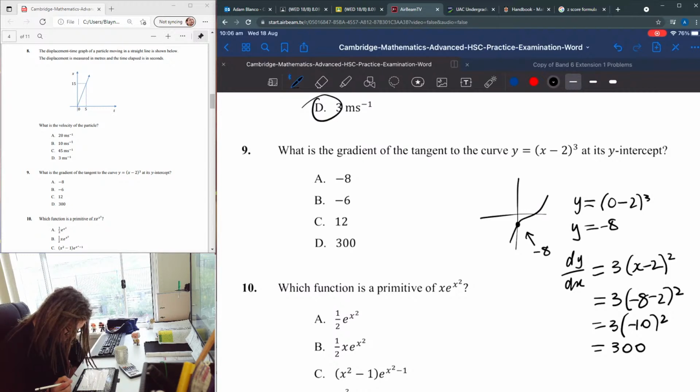What have I done wrong? Times it by the derivative. Substituted minus 8. Did move to the right, didn't I? Put a 0 in there, that's minus 2 cubed, minus 8. Put minus 8 into there. Oh, I don't know why that's not 300. I'm pretty convinced that it is 300.